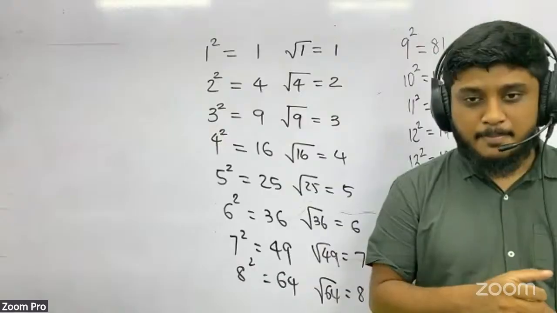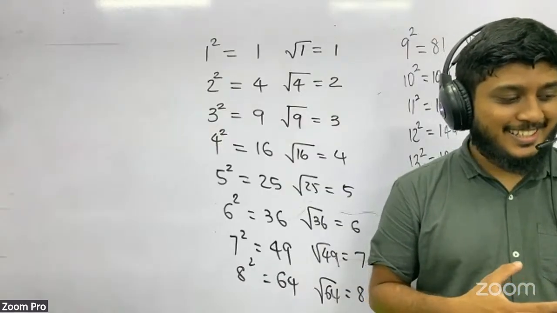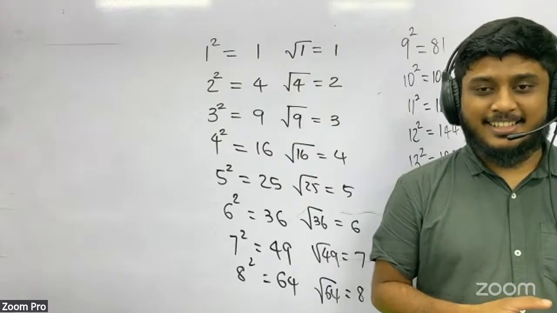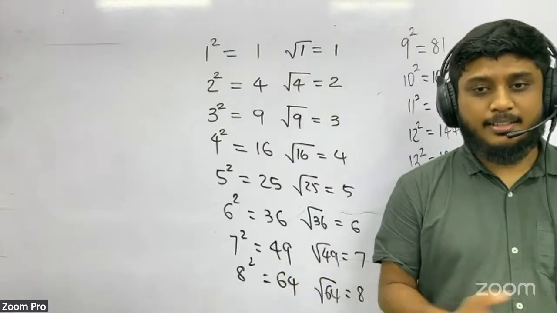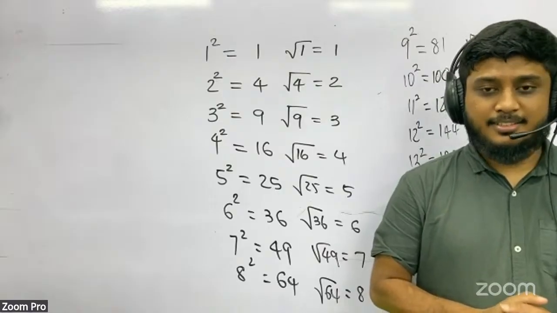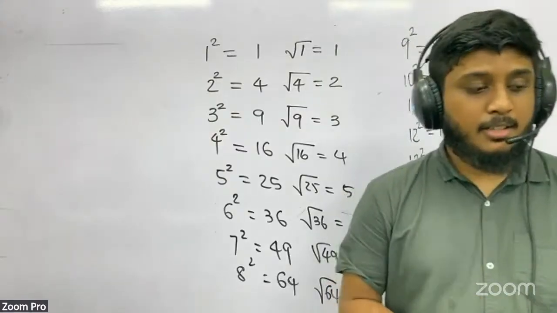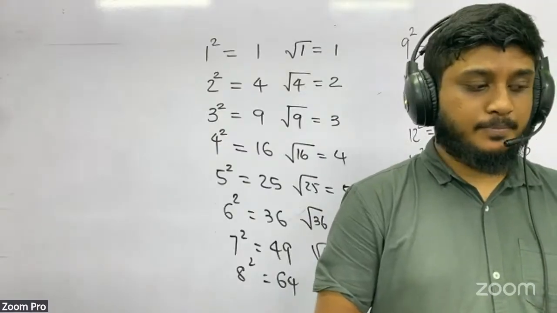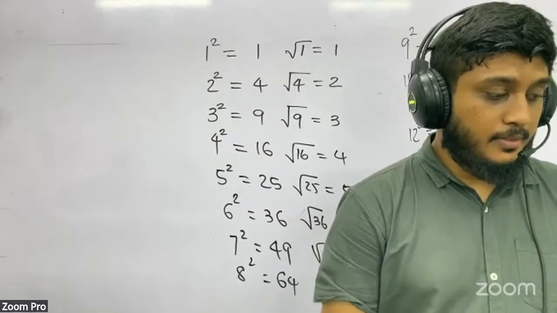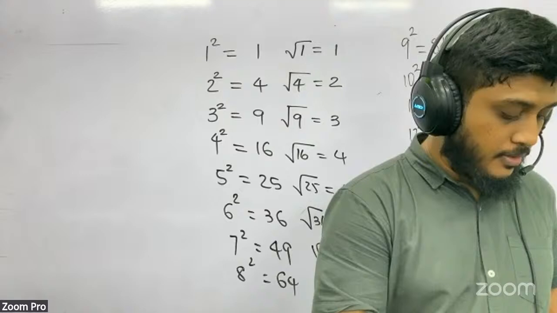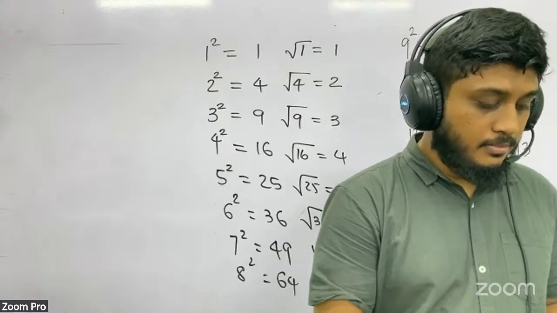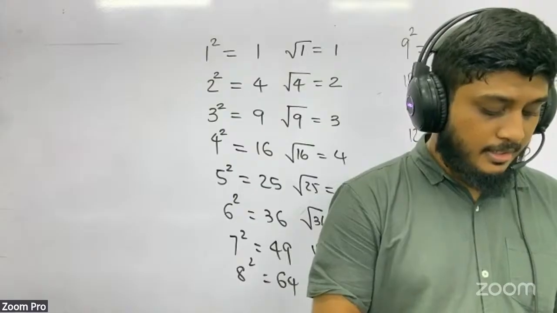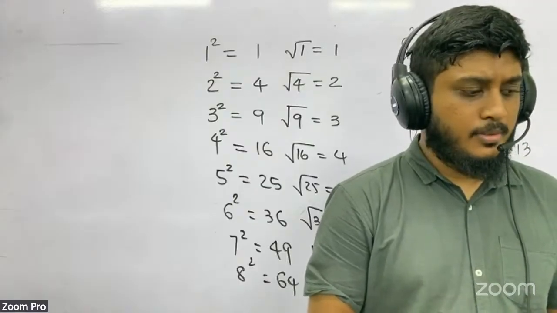What is 1 squared? 1. 6 squared? 36. Well done. 10 squared? 100. Now I will ask numbers above 10. 11 squared? 121. 12 squared? 144. 13 squared? 169. Good. 15 squared?